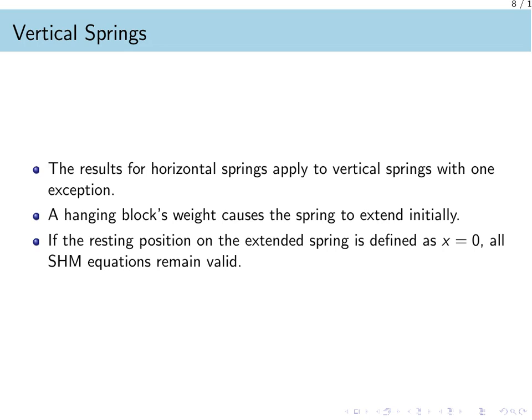The principles we have discussed for horizontal springs apply to vertical springs as well, with one primary exception. In a vertical setup, the weight of the hanging block causes the spring to extend initially due to gravity. However, if we define the new resting position of the block on this extended spring as the zero point or equilibrium, all the standard equations for simple harmonic motion remain perfectly valid. This allows us to use the same mathematical framework for both orientations.